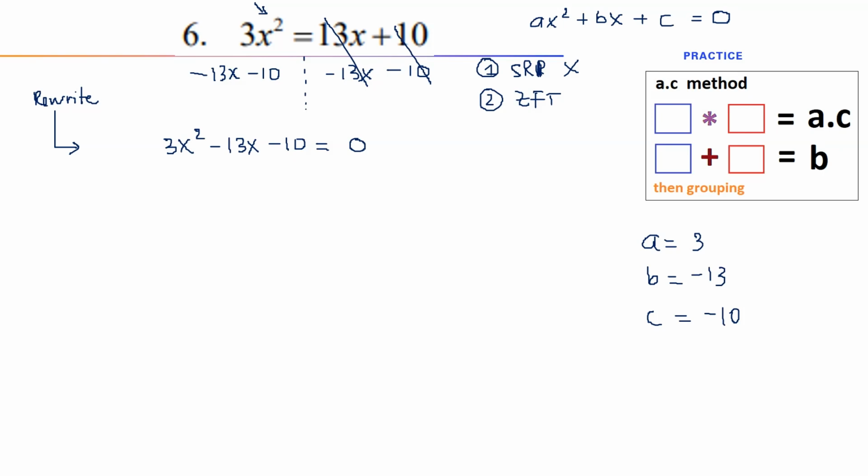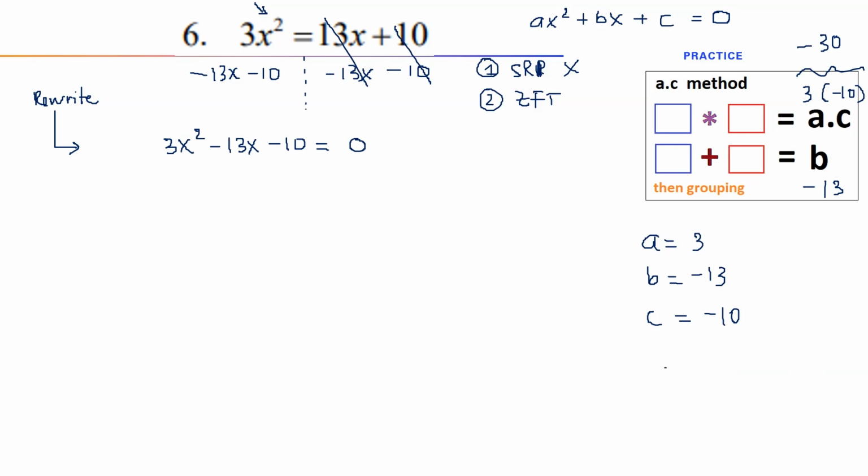Now A times C, 3 times negative 10, negative 30, add up to negative 13. Remember last time we had 3 times 10, right? But now that does not work. 3 times 10 is 30, not negative. If we put some negative, they do not add up to negative 13 anymore. So that's not a good choice. We're thinking about something else, right?